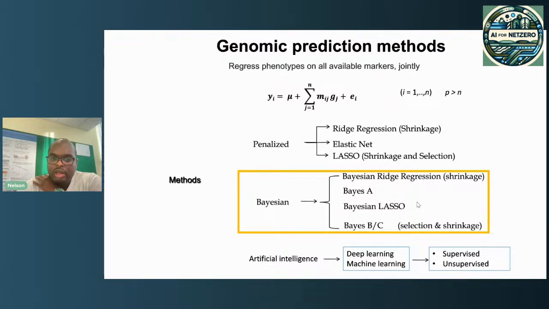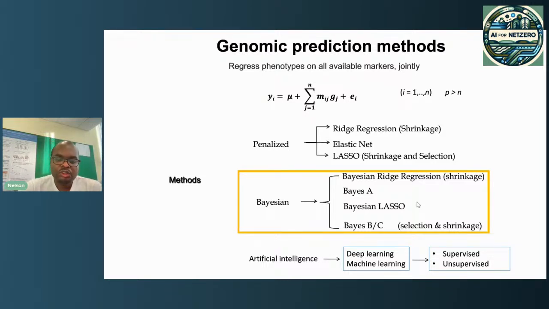And then we have the Bayesian methods. The Bayesian methods are based on assumptions. Some of them assume that the marker effects are very small, others very large, others assume that the marker effects are almost zero. Here we have different methods: Bayesian ridge regression, Bayesian A, Bayesian B, Bayesian C, and also the Bayesian lasso methods. And then the last category is artificial intelligence methods.